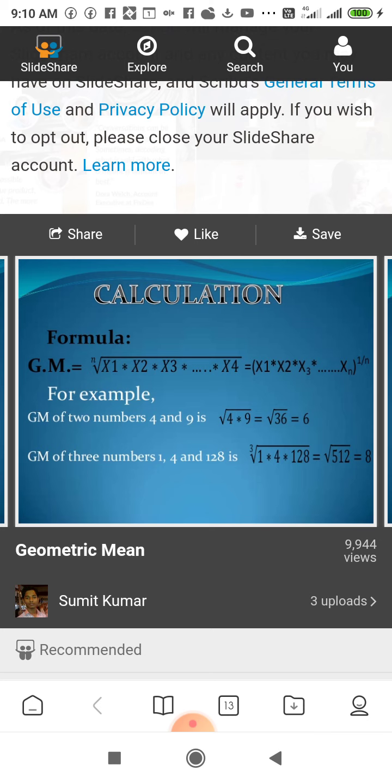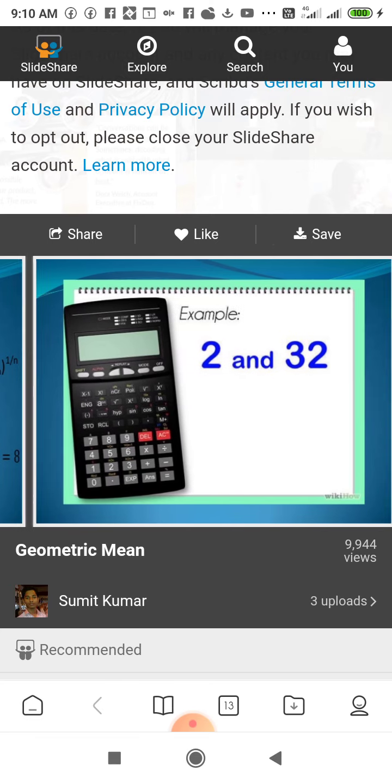So geometric mean of numbers 4 and 9: 4 and 9 are multiplied and then we find the root of 4 into 9, that will be 36, and root of 36 is 6. So geometric mean of 4 and 9 is 6. GM of these numbers 1, 4 and 128: multiplying 1 into 4 into 128 and then finding the root, we get the same.